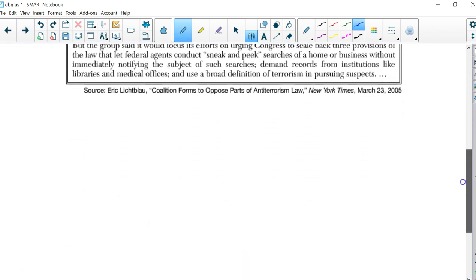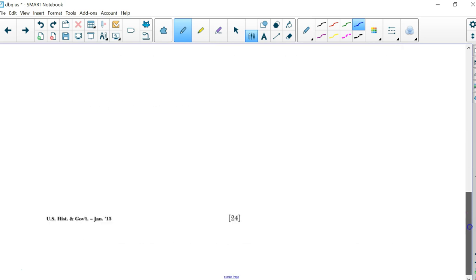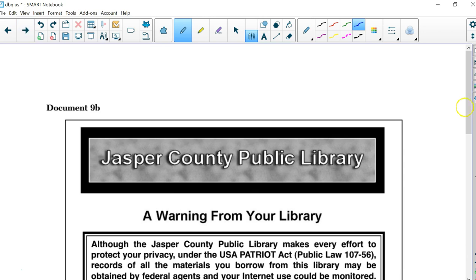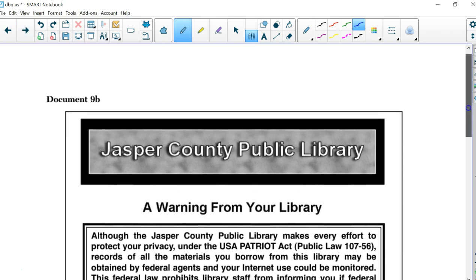Wow, that's a big one. All right, let's see. Where's the question? We're on page 24. So we are on 9A and they must have moved it over. Yep. 9A and 9B.